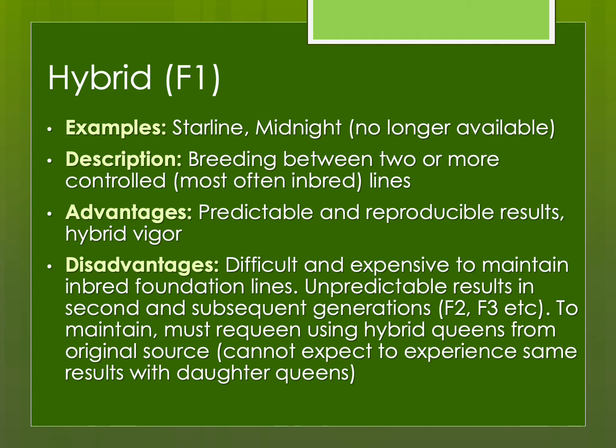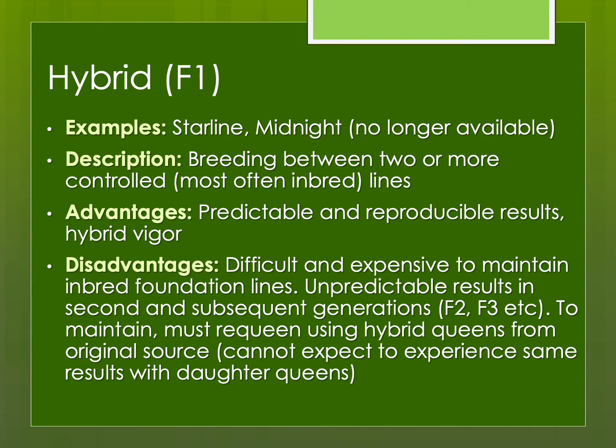Hybrid breeding, this is common in certain things like vegetables. If you want some corn, you can get hybrid corn. Sometimes with chickens, there are different types of hybrid chickens or crossbred chickens. The classic examples are the Starline and the Midnight hybrids that were available in the 70s and 80s. These were great bees. I had them when I was first starting out as a kid.